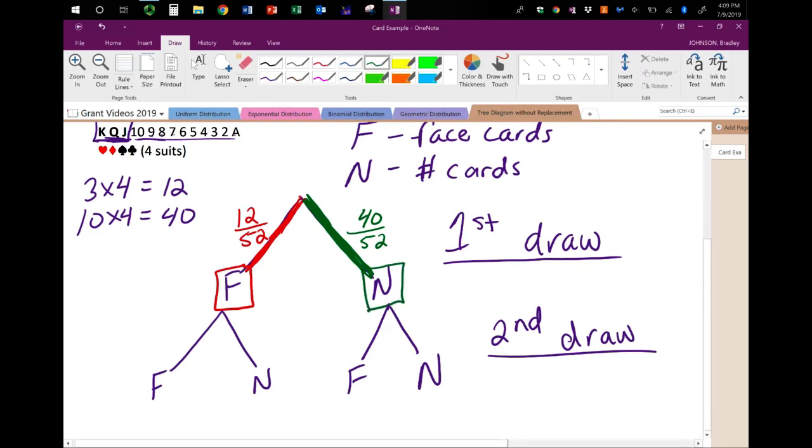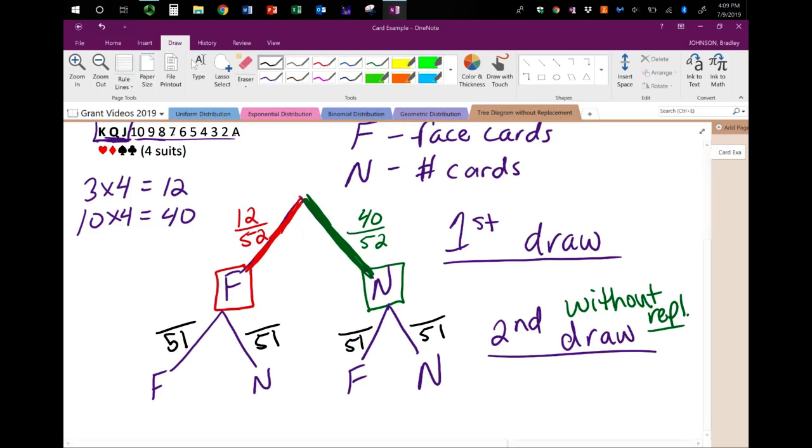Now I want to continue on to the second draw. Now in our situation, we have without replacement, right? So we're not putting the card back in the deck. So if we take the card out, how many cards are remaining? There's not 52 remaining, it's really 51 remaining. So for every single one of these probabilities, it's just out of 51 because we did not put that card back.